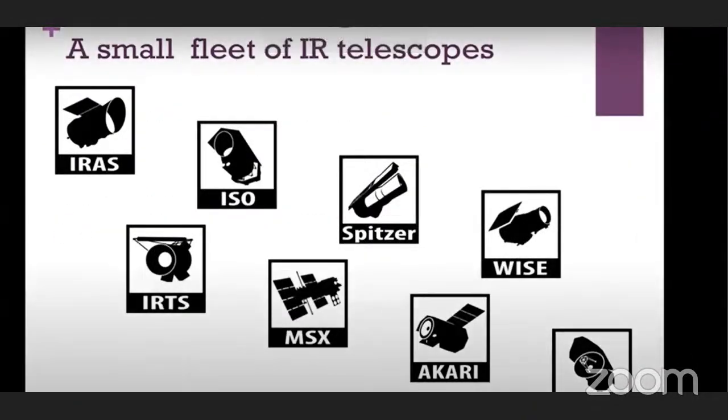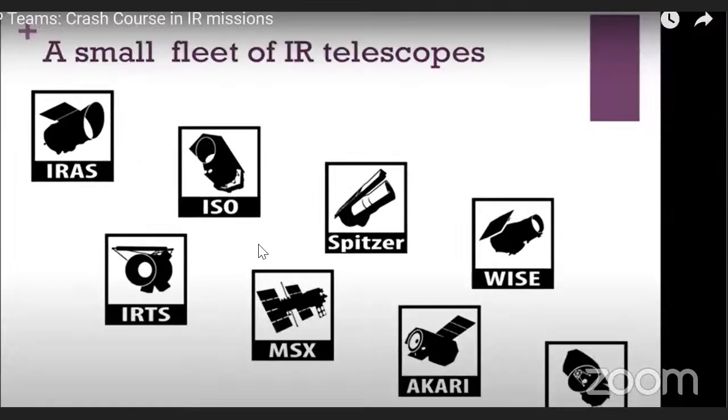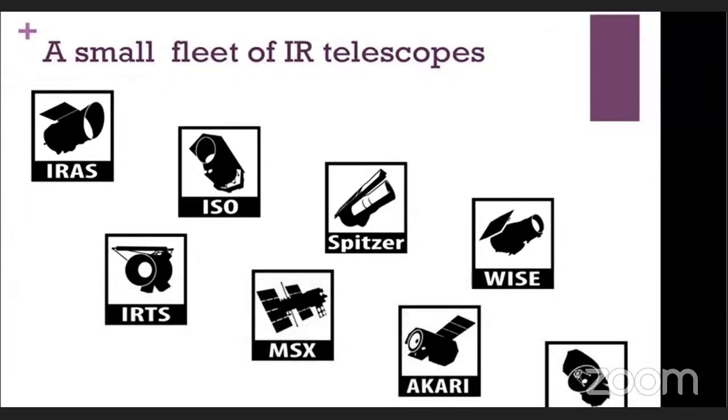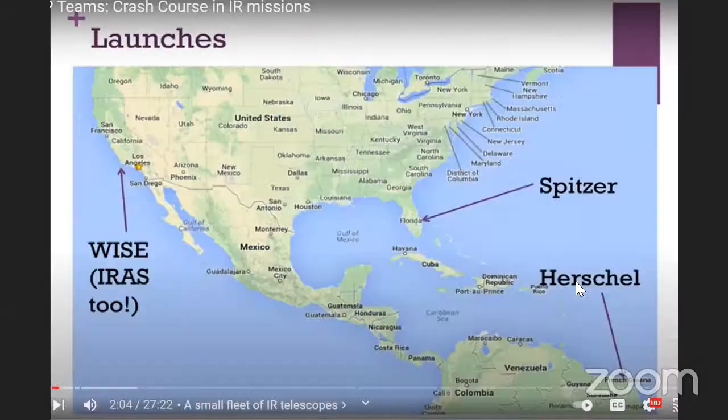So it turns out that throughout human history, we've had a small fleet of infrared telescopes. These are just the major ones. They also happen to be the ones for which we have data housed at IRSA. We're going to focus specifically on Spitzer, WISE, and Herschel.